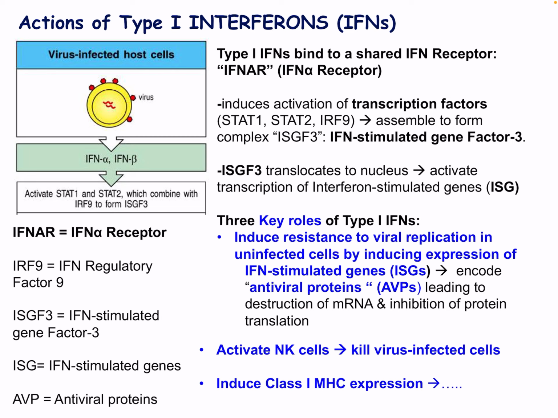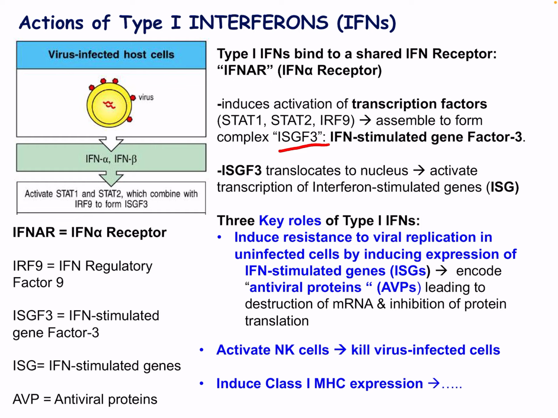So, the action of type 1 interferons. Again, these type 1 interferons bind to a shared interferon receptor, the interferon alpha receptor. This binding induces activation of transcription factors, including STAT1, STAT2, and IRF9. This results in assembly to form the complex ISGF3, which, as we said earlier, is interferon-stimulated gene factor 3. ISGF3 translocates to the nucleus, and this activates transcription of interferon-stimulated genes, or ISGs.